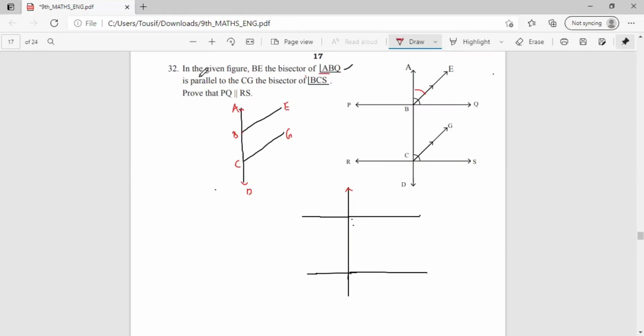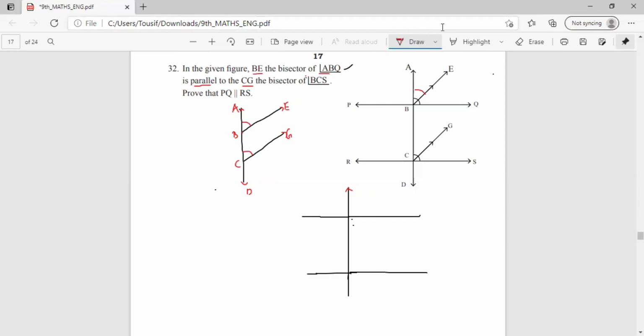Okay, moving further. BE is parallel to CG. They are saying this BE is parallel to CG. So for that purpose I drew a different, similar figure, but some lines have been skipped. Here this line BE is parallel to the other line, that is CG. If the lines are parallel, then the angles lying on the same side will also be equal by the property of corresponding angles. That is, this angle is equal to this angle.